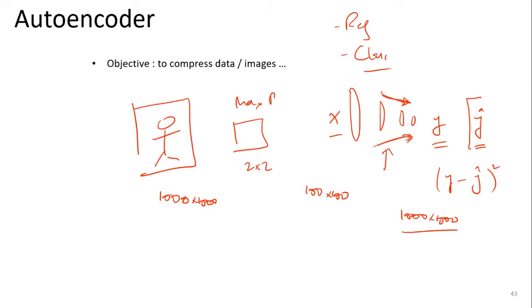So what would Y hat be? What would your label data be in this case? The original 1,000 by 1,000 image. So if this is X and this is Y, the output, the comparison would be against X, okay? What we're doing now is calculating Y based on decompression, okay? So we're going to decompress it.